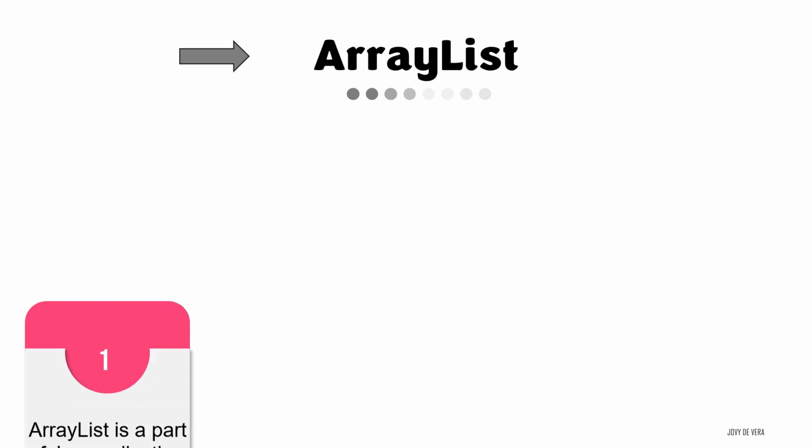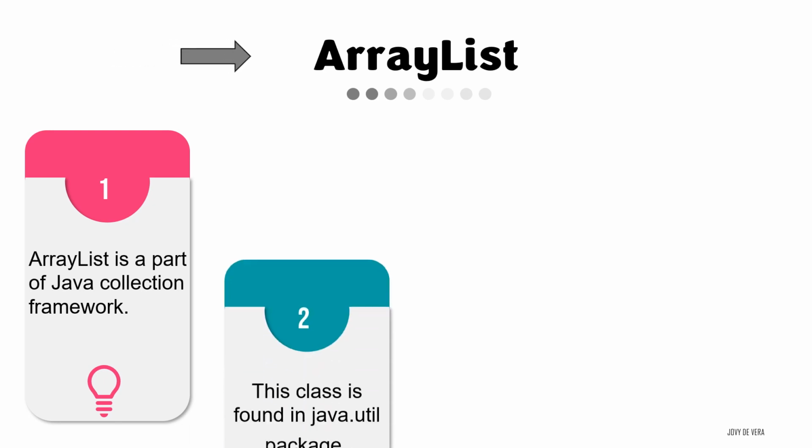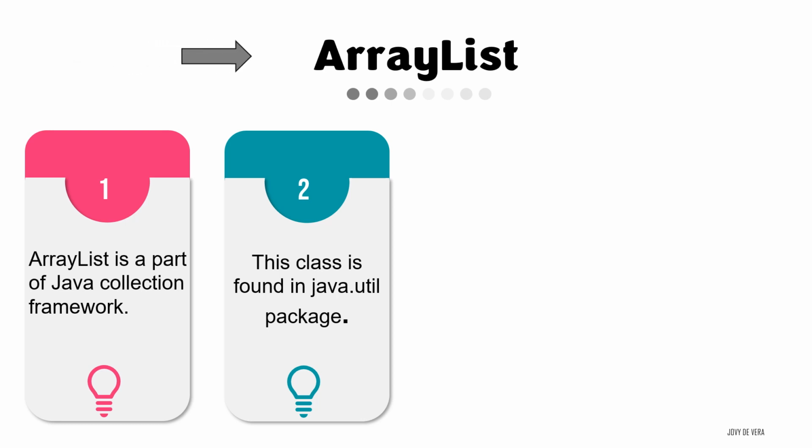What is ArrayList? An ArrayList is a part of the Java collection framework. A framework is a set of classes and interfaces which provide a ready-made architecture. Next, this class is found in the Java util package.